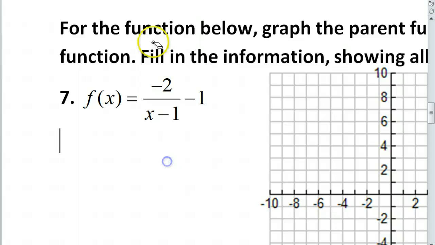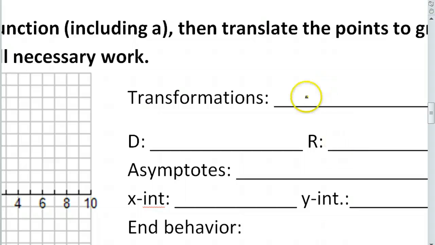Okay, let me point arrows to them. So for example, this -1 here on the end, that's a transformation. What's that doing? That's moving the graph down 1. So down 1 is our first transformation. Okay, so you just simply write that down. Down 1.